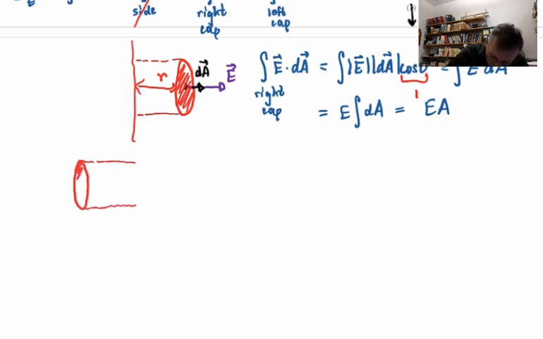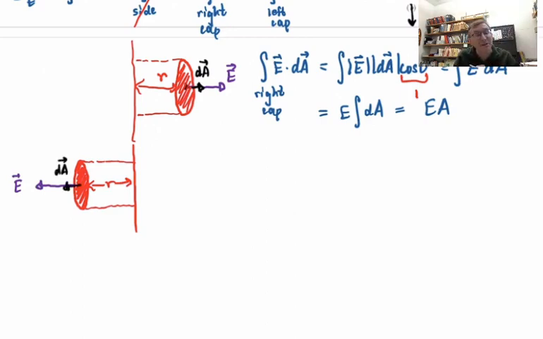Circular end cap. Okay, which way does the electric field point over here? Now remember the sheet is now over on this side, distance r. Well, the electric field points straight away from the sheet, and so would the dA, right? So do you see that it's the exact same situation as on the right cap? Exact same situation. So the integral over the left cap of E dot dA is going to give exactly the same expression, E times A.